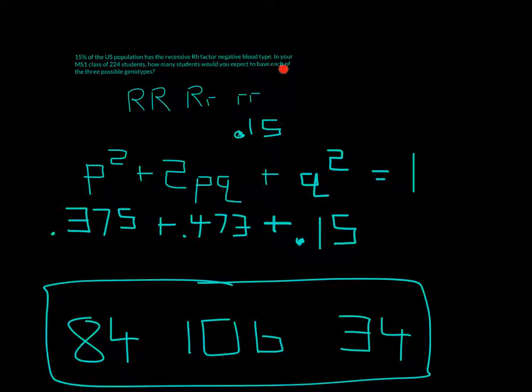So based on that, we have these possible genotypes, and this is the answer we actually get. So this is how many people per genotype we have according to what they gave us, according to the general 15% of the US population.